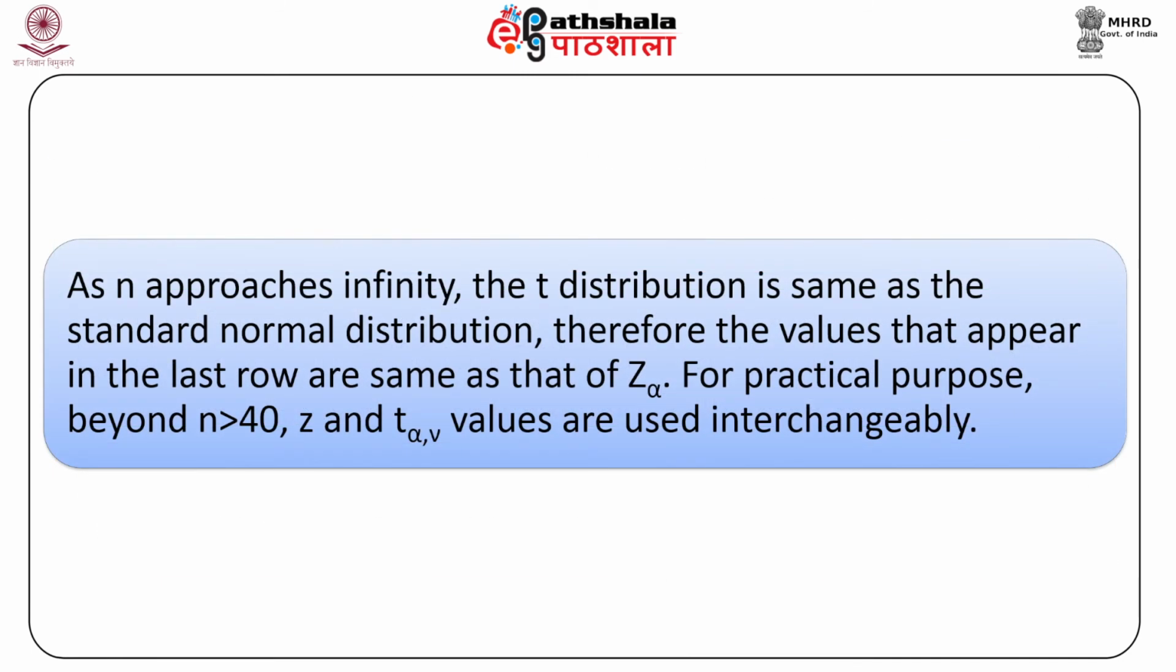The last observation perhaps could be that as n approaches infinity, the t distribution is the same as the standard normal distribution. Therefore, the values that appear in the last row are the same as z alpha. So, for practical purposes, beyond n greater than 40, or as sample size increases to more than 40, z and t alpha nu values can be used and are used interchangeably.